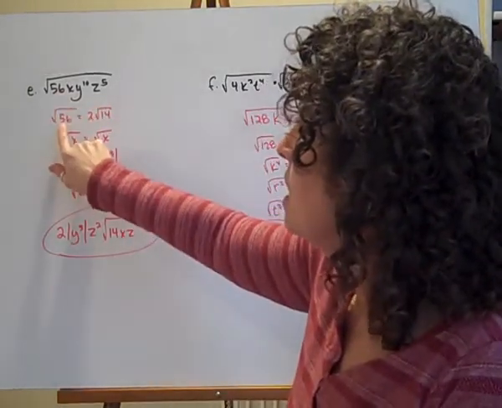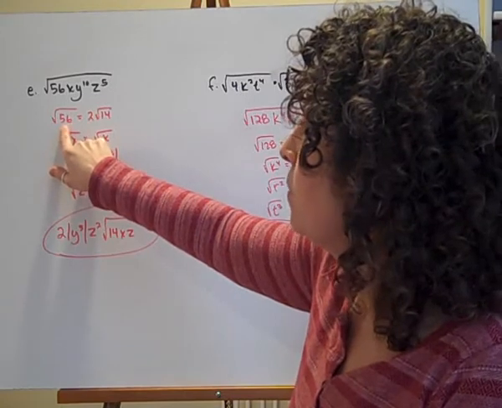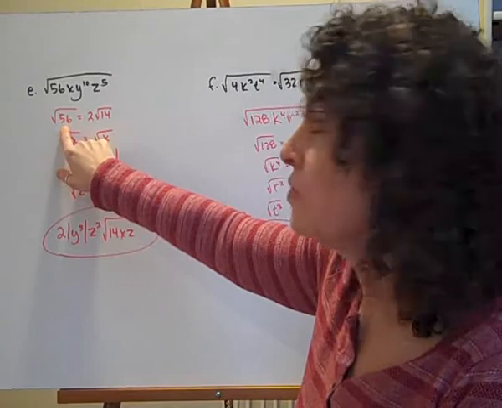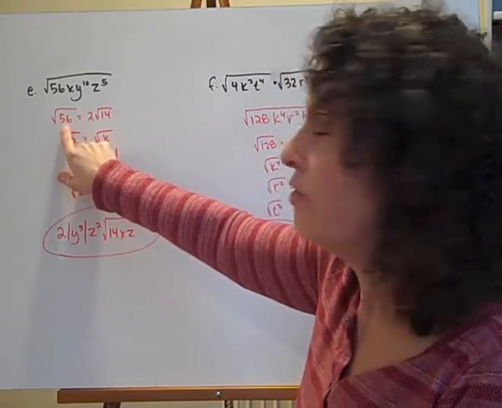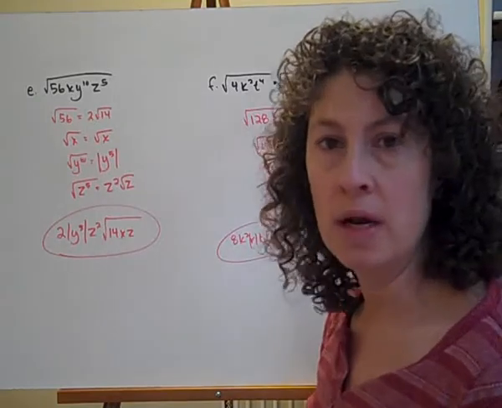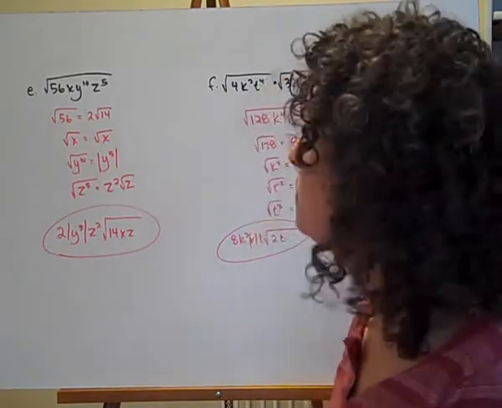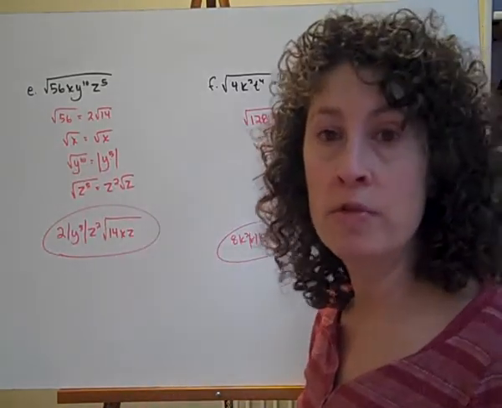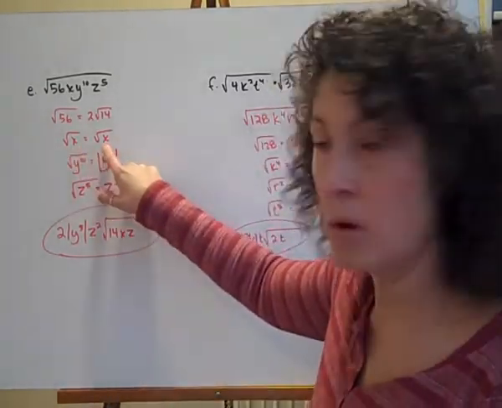So 56. Square root of 56, I can break that up into 14 times 4. So 14 times 4 is 56. Square root of 4 is 2, so this is 2 times the square root of 14. And again, you're going to play with your perfect squares there. Square root of x, well, that's not a perfect square. There's no perfect square factors in it, so the square root of x is just the square root of x.